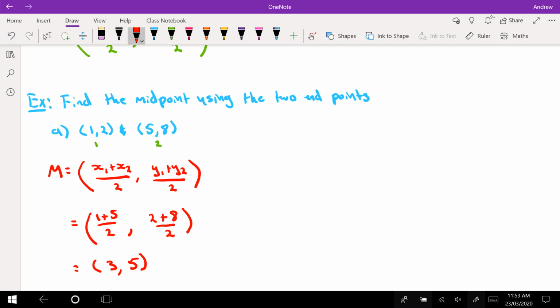Okay, we have -1, 4 and 3, 7. Again, always pick which one's going to be your first point, pick which one's going to be your second point. So that's my first, that's my second. You could do it the other way around. Would not change your answer.